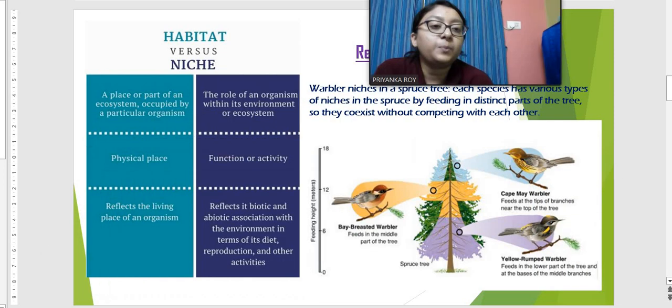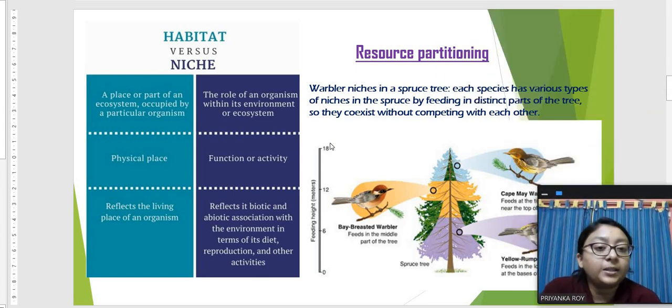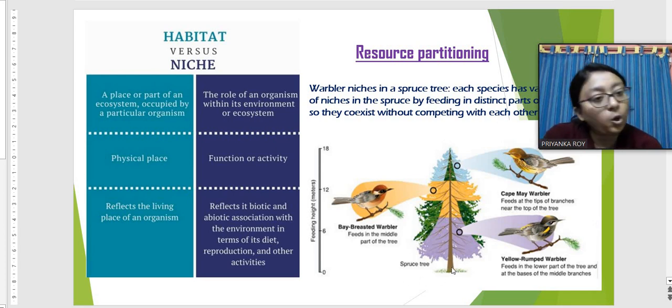If two or more different species are living together in a particular habitat, we can see that there is the bay-breasted warbler, the Cape May warbler, and the yellow-rumped warbler. You can see their habitat is the same, that this spruce tree is the habitat for all these species of warblers. But their niches are different because each of them has segregated a zone for themselves, and they are trying to stay in that zone only.